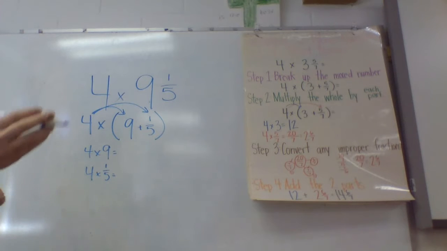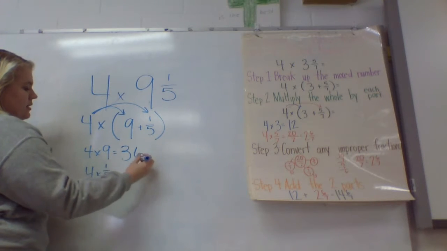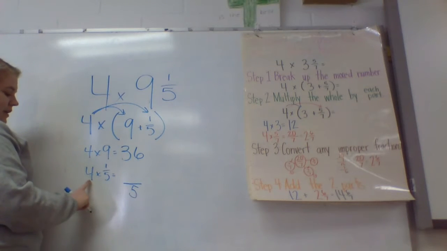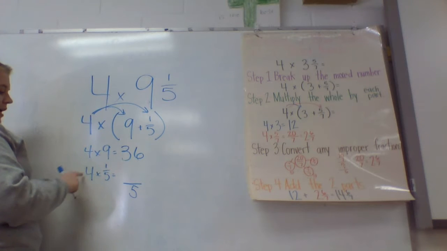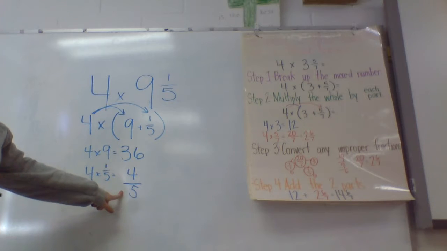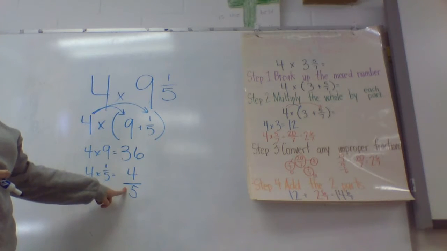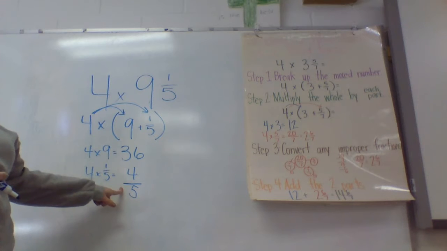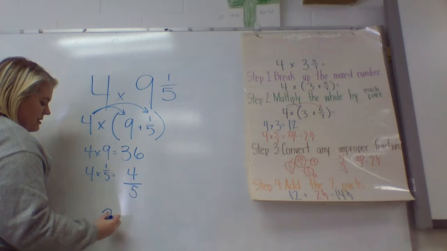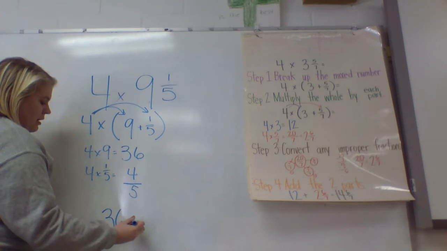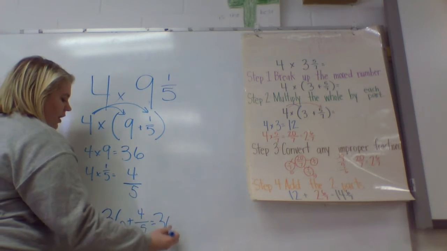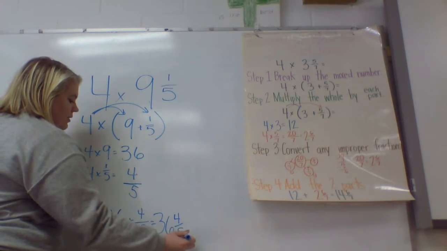Okay, 4 times 9 we know is 36. 4 times 1/5. My denominator stays the same, it stays 5. I multiply my whole number times my numerator. 4 times 1 is 4. So now we need to check 4/5. Is that proper or is that improper? It's proper, so we don't have to convert it. So now my last step is to add my two parts. 36 plus 4/5 equals 36 and 4/5.